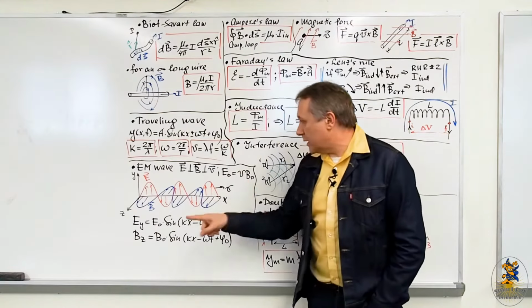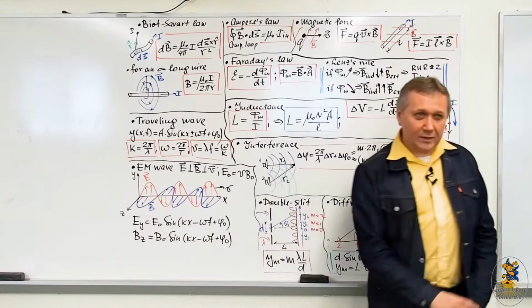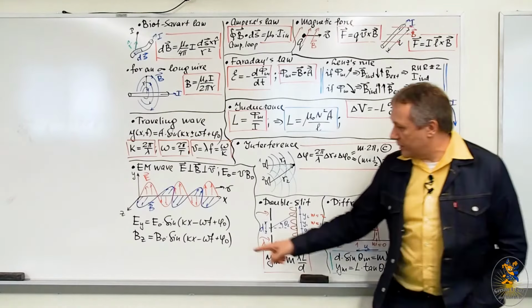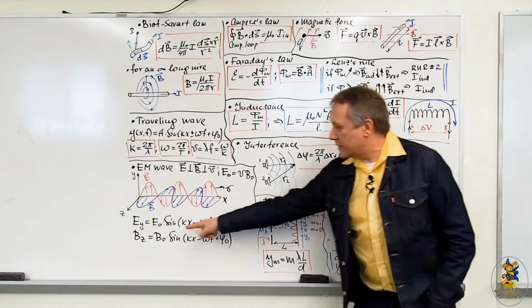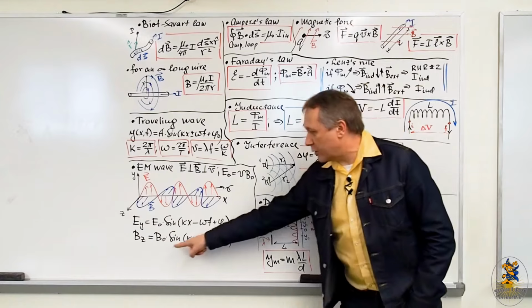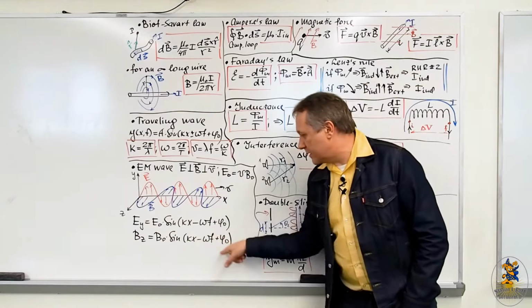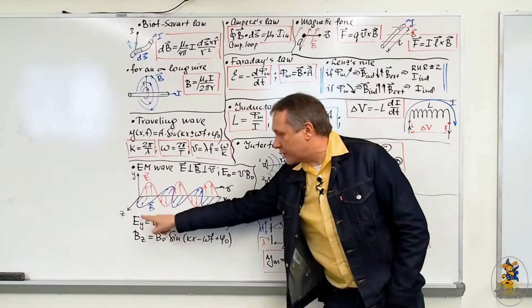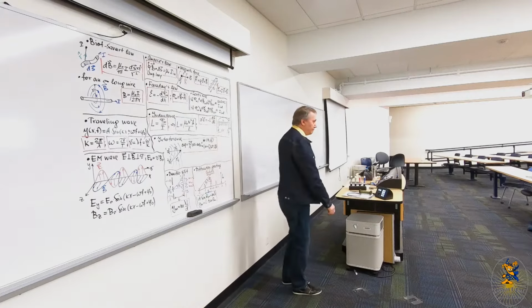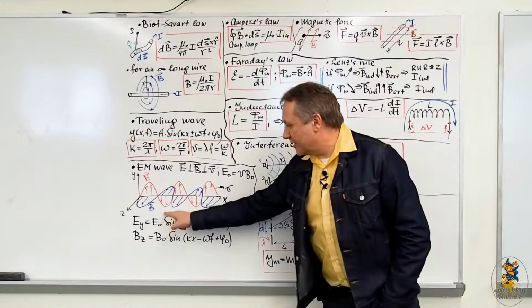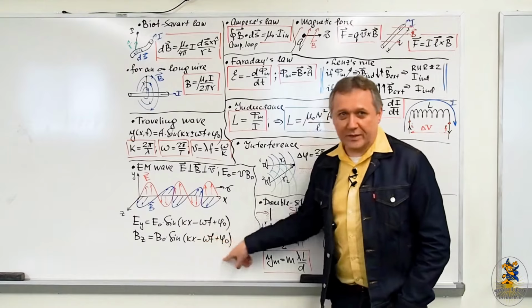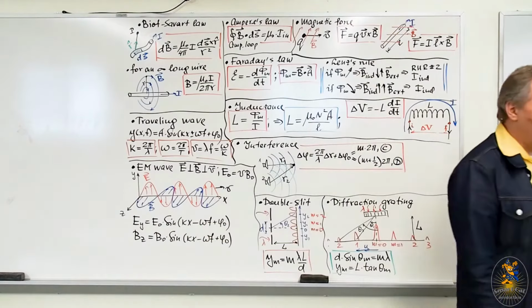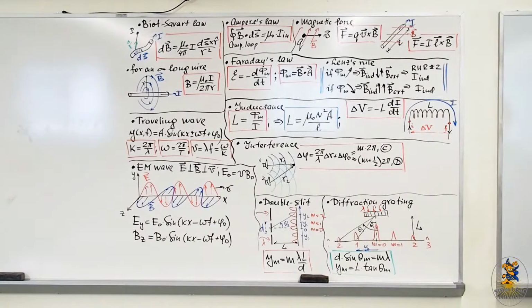And so, as I said, electric field and magnetic field oscillate in unison. It means that this part, sine of kx minus omega t plus phi naught, is exactly the same for the electric field and magnetic field. So if you know this expression, you can write this part for the magnetic field immediately, because the structure under the sine function is exactly the same.